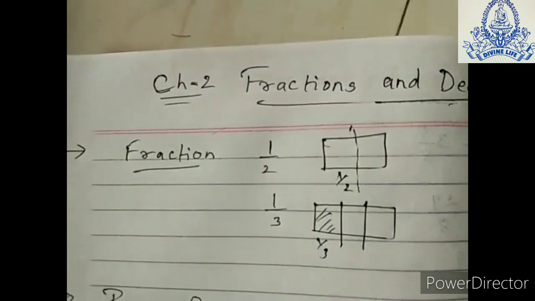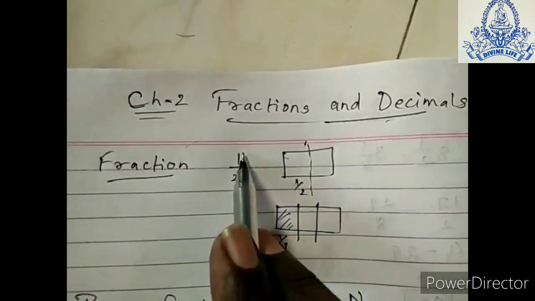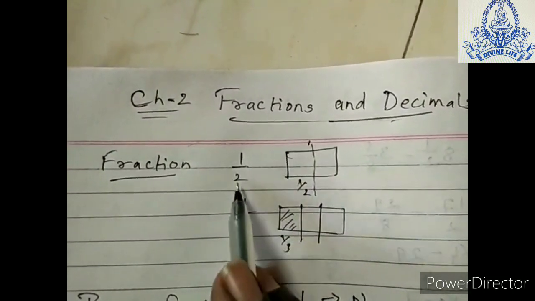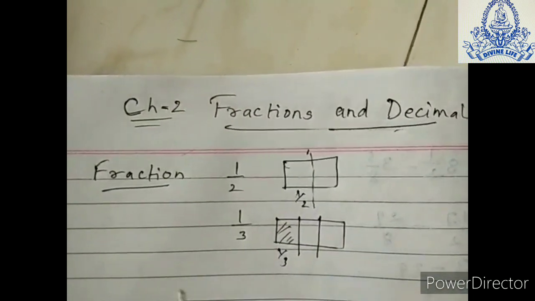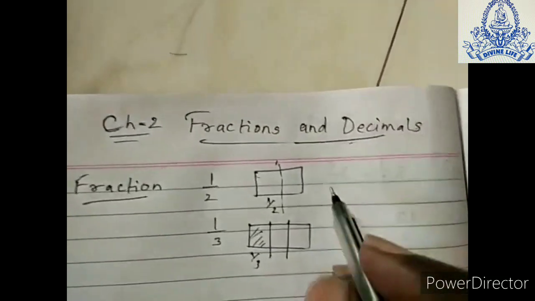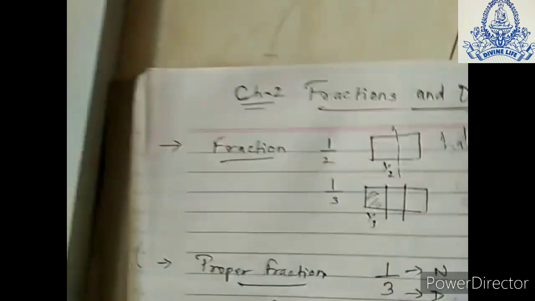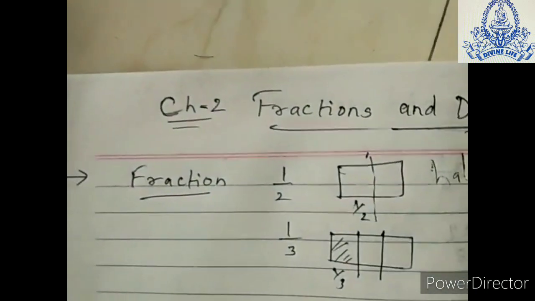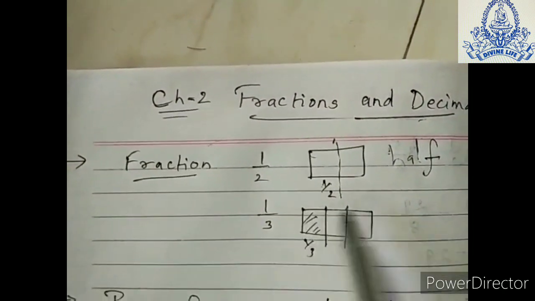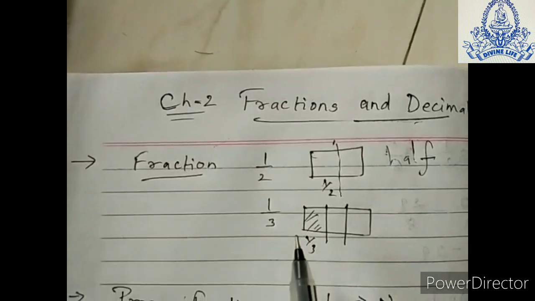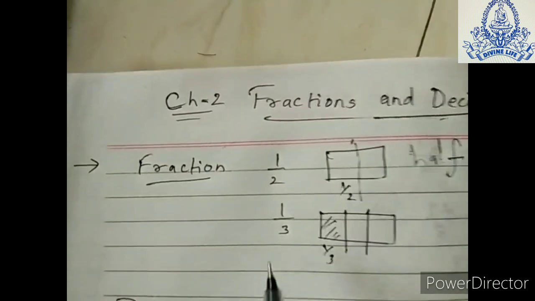Fraction means, suppose I am taking the number 1 upon 2. Two numbers are there, and 1 upon 2 is a fraction. It is a fraction of a half. You can say 1 upon 2 is also known as a half of any number. Same way, if we take 1 upon 3, that means a box or a digit having a third part, which is known as 1 upon 3.